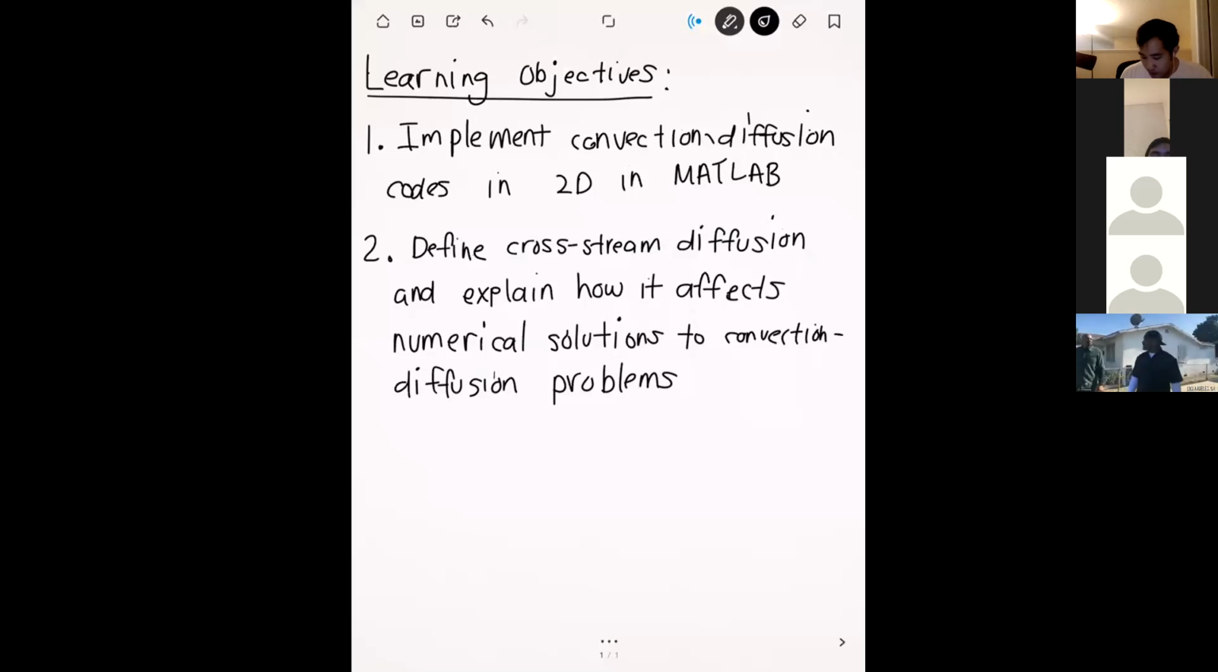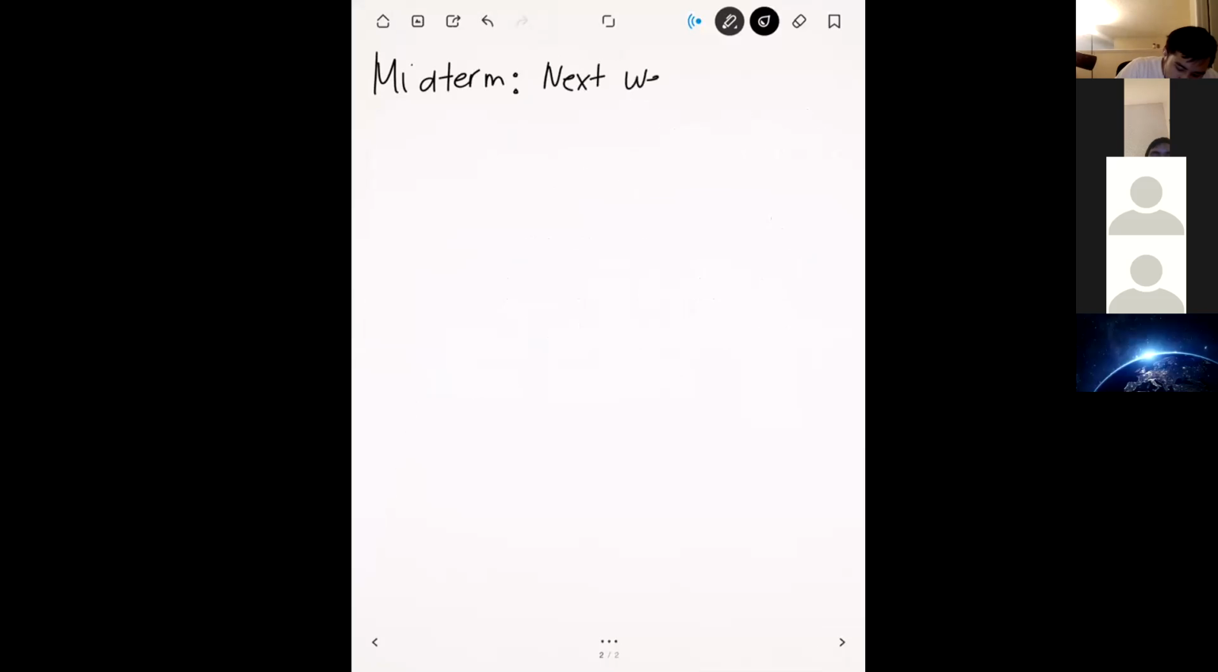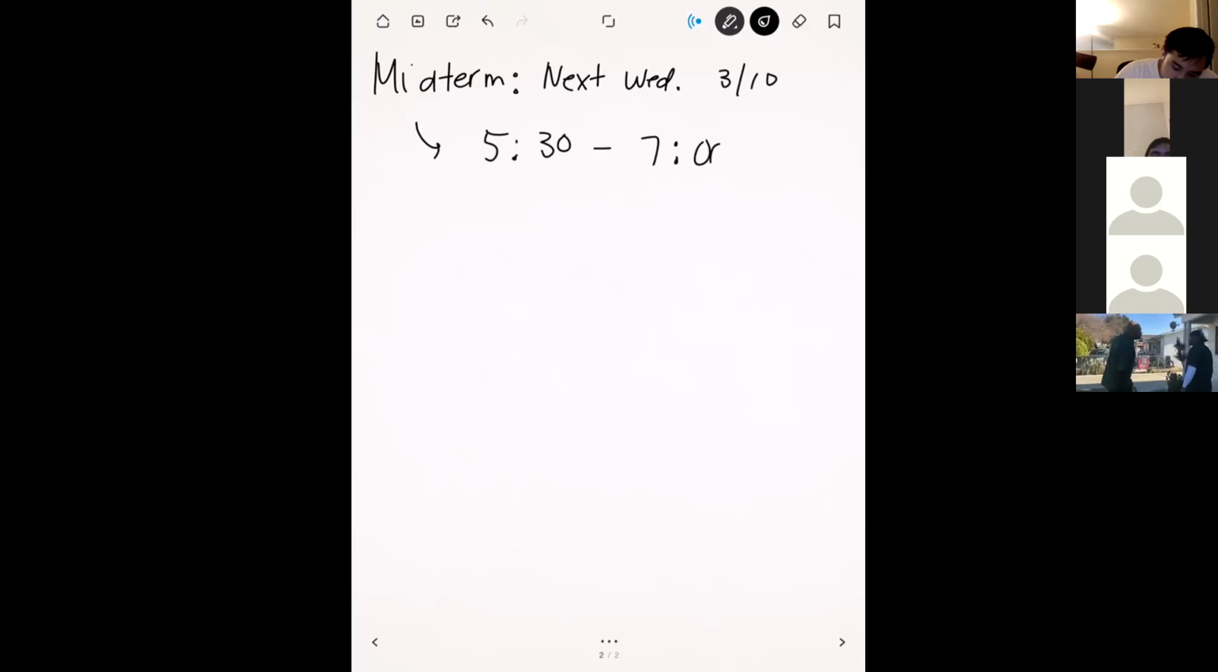Okay, so let's talk about the format for the midterm. The midterm is going to be next Wednesday, and the date for that, I believe, will be March 10th. The midterm will take place during the class time. The time for the exam will be 5:30 to 7 p.m. Normally our class ends at 6:45, but I'll give you another extra 15 minutes because I know scanning and uploading documents takes some time.